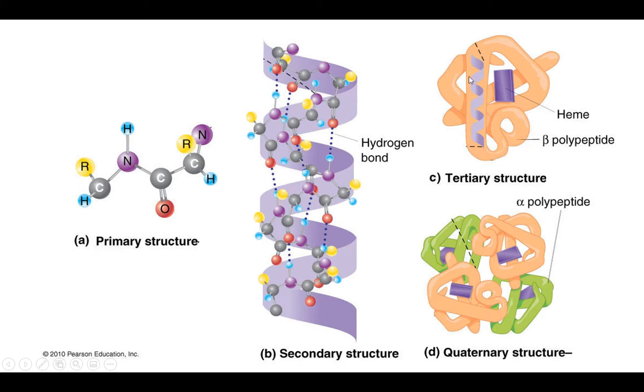We have tertiary structure, so this is a collection of secondary structures, and then it can be folded also. So this is an example of hemoglobin, because it has heme. And the quaternary structure is made up of different tertiary structures. So, let's go back to the tertiary structure. So, this part is a beta polypeptide while this one is alpha polypeptide, which is present in quaternary structure.